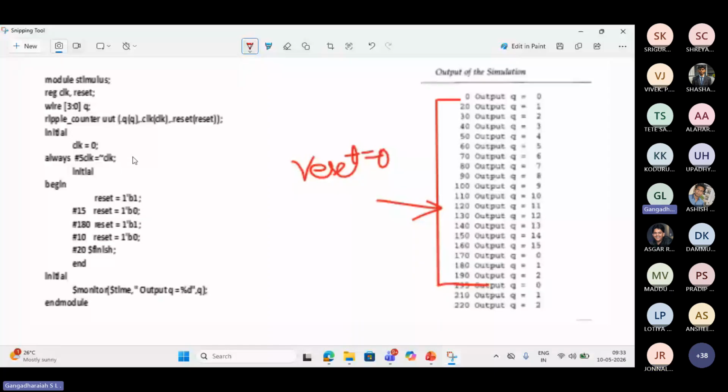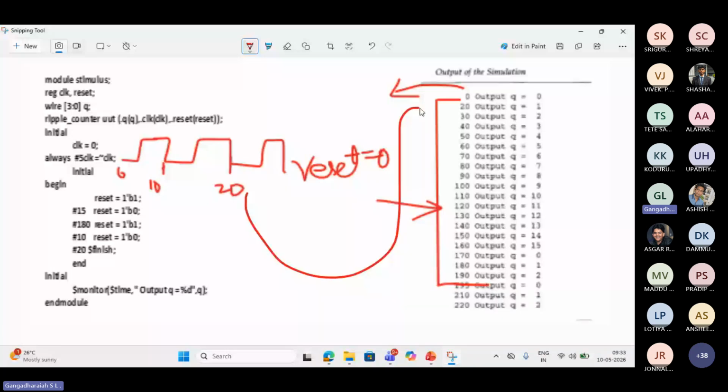See, my clock is this. This is with respect to clock timing. I'm printing 0, 1, 0, 1. The period is 10 here, and you have 20 here. I have printed 20. You can write at 10 also, no problem.